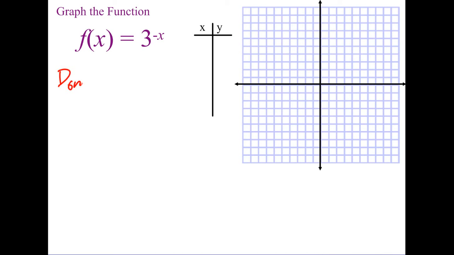The domain is all real numbers because we're not dividing by anything and there's nothing we can't. The range, in this one, the range is always going to be y is greater than 0. So we can automatically put in our asymptote because we know we're not going to get anything close to 0 here. So there's our asymptote.